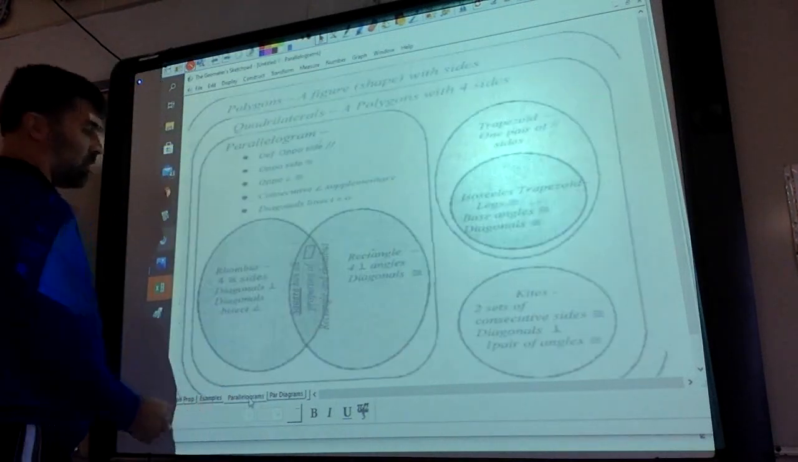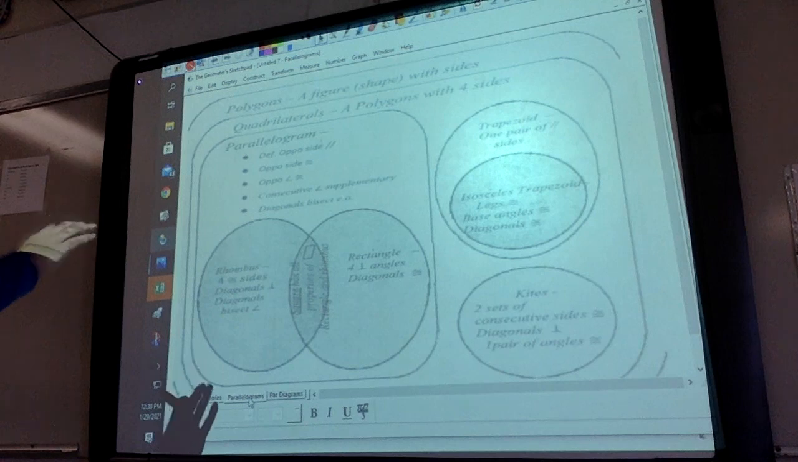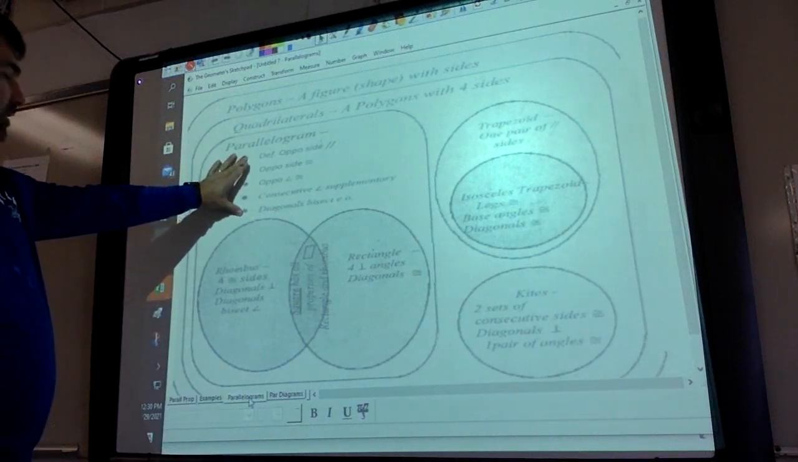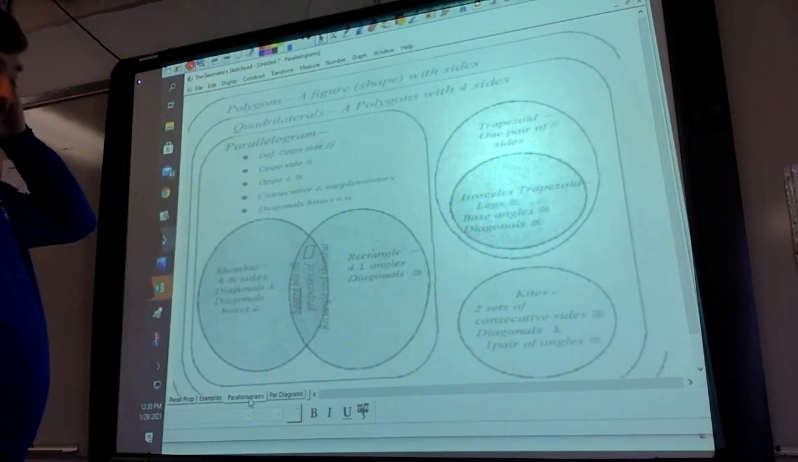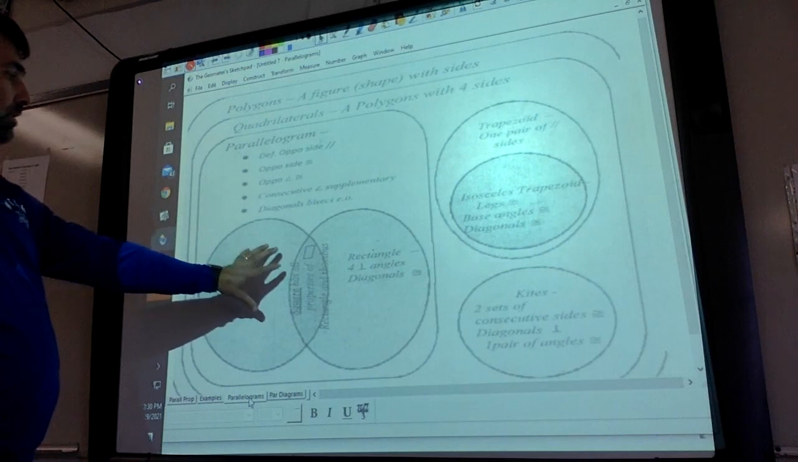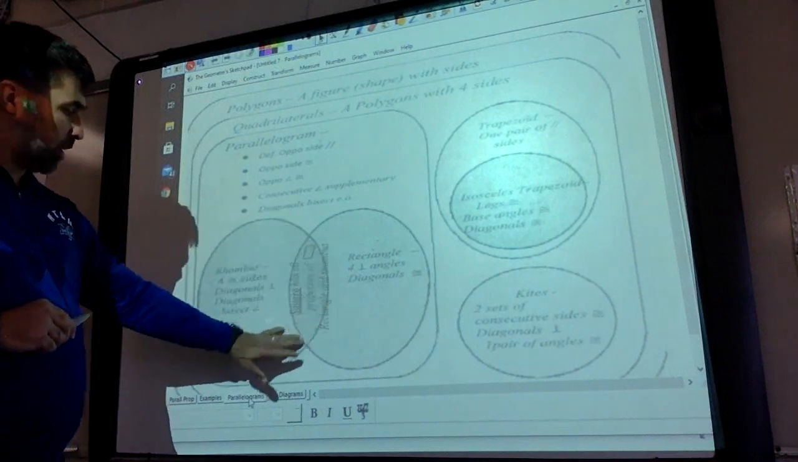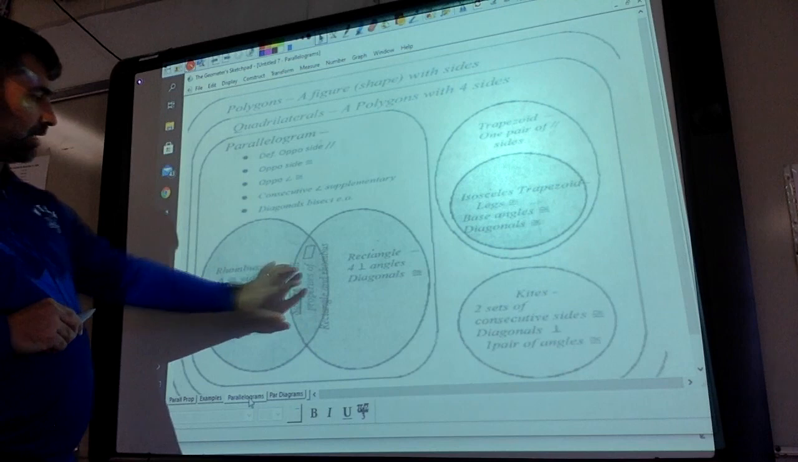Okay, so that is all parallelograms. Those 5 properties apply to all parallelograms. These are your 5 properties we just talked about. Let's talk specifically about rhombus, squares, and rectangles. Let's look at this diagram. This is a little Venn diagram, and this is important to understand. If you look at this bubble, that bubble has rhombus and a square in it.